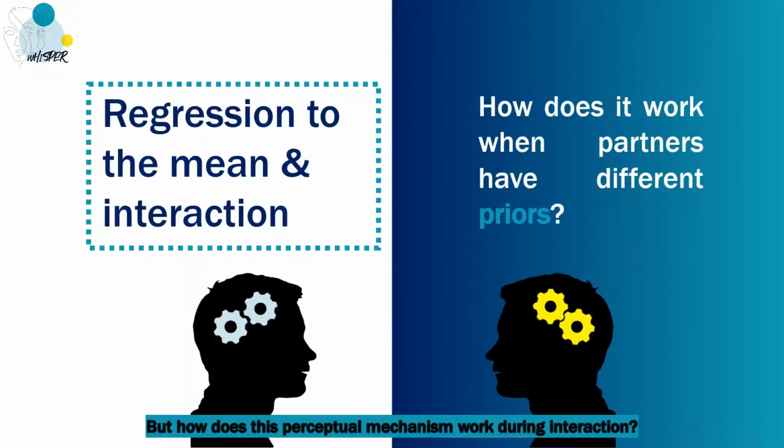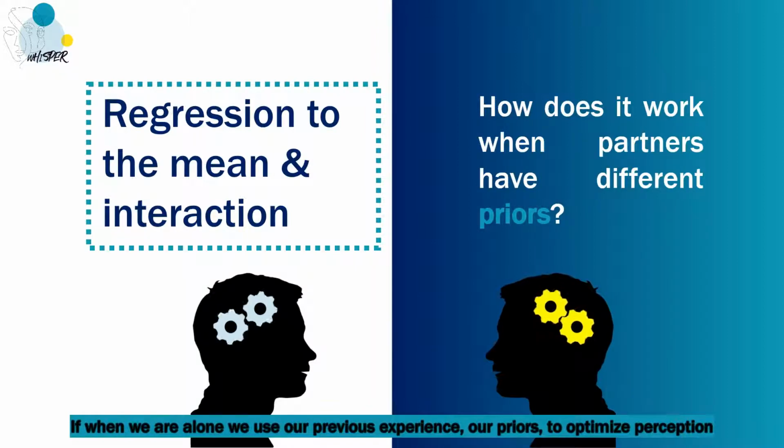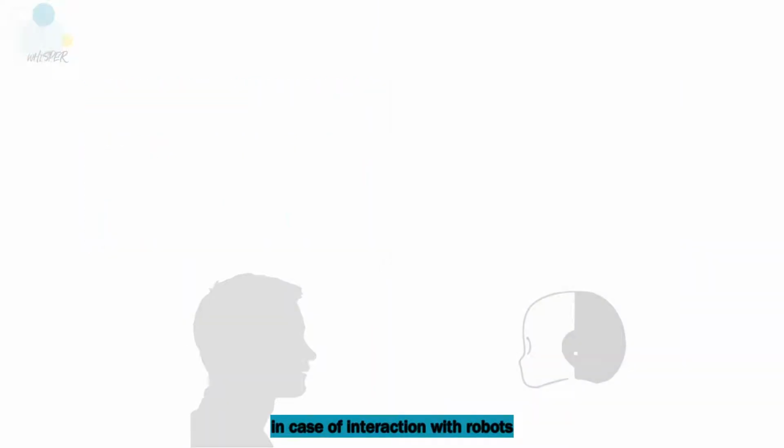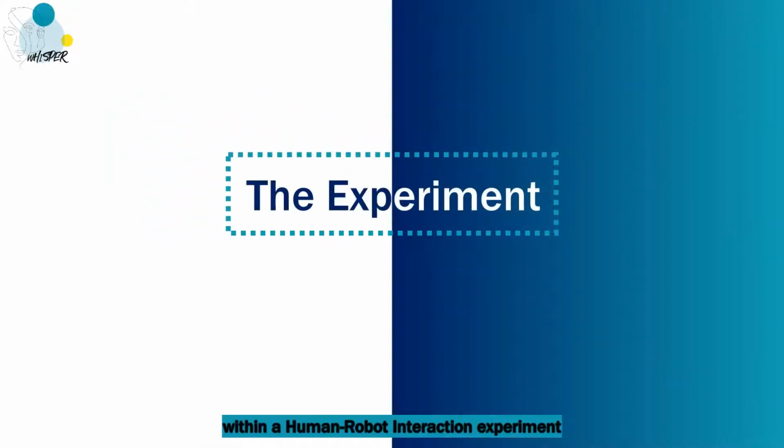But how does this perceptual mechanism work during interaction? If when we are alone we use our previous experience, our priors, to optimize perception, what happens when we are with other agents, everybody with different experiences? How do we use priors for an optimal shared perception, and how much do we rely on them? And these questions are all the more relevant in case of interaction with robots, that for sure have a different perception from us. That's the reason why we tried to figure out the answer within a human-robot interaction experiment.